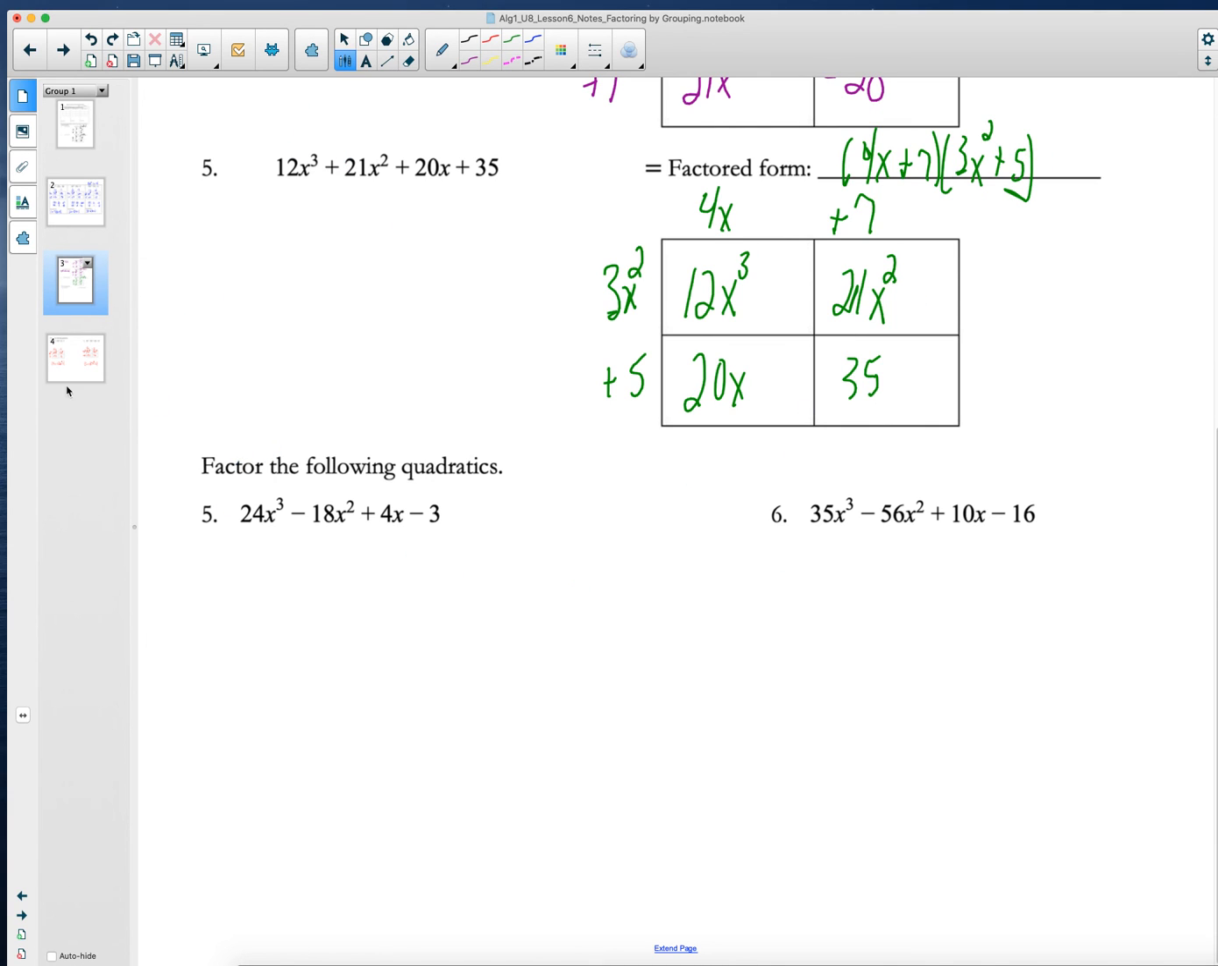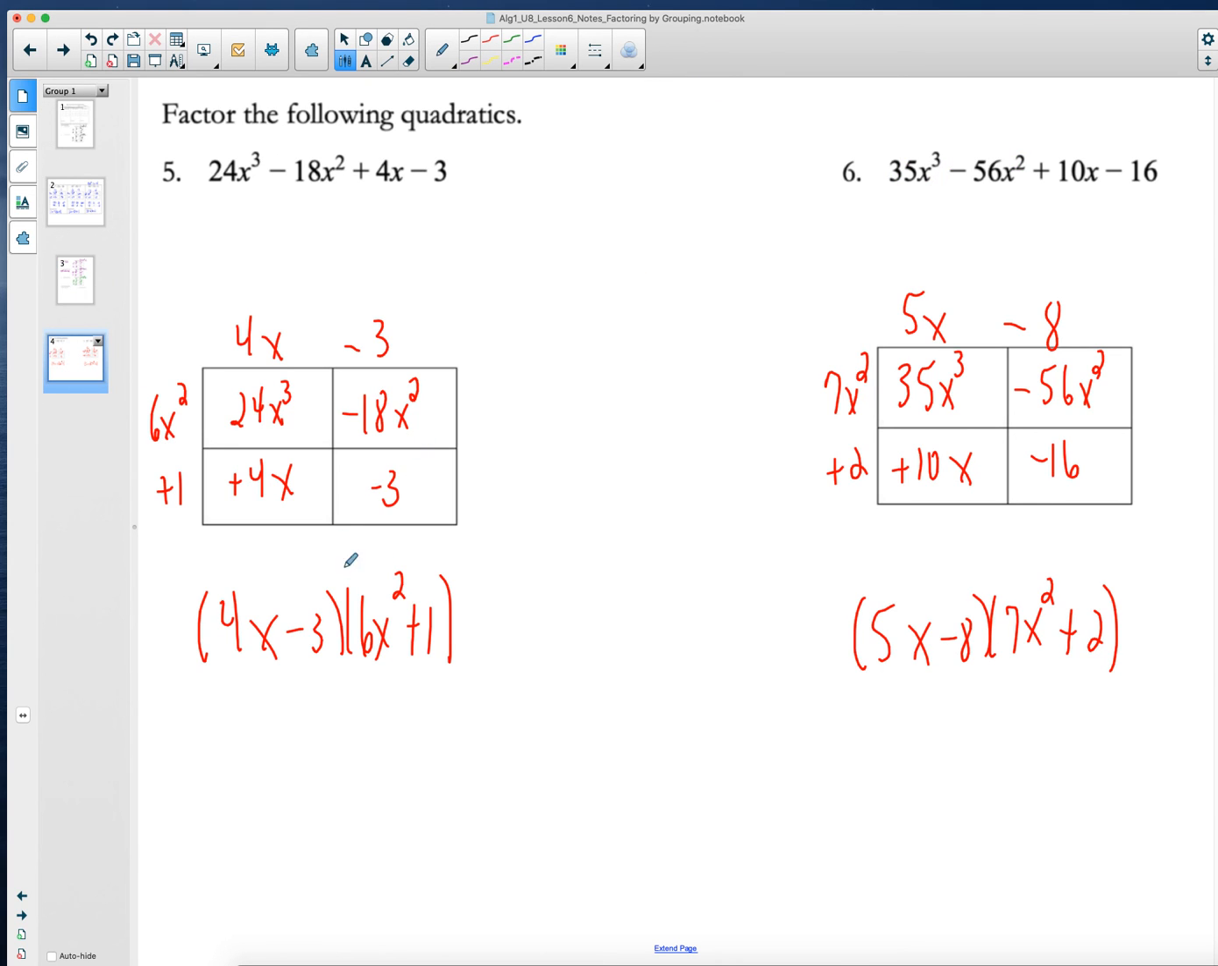Now, the next two, I went ahead and did the work here, so I'll show those to you. Neither problem had a GCF, so you should have jumped right into your area model for both. If we look at our first column here, the GCF was 4x. Our second column would be negative 3. Our first row would have been 6x squared. Our second row would have been just positive 1. So if you write it out in factored form, you should have one factor of 4x minus 3 and a second factor of 6x squared plus 1.